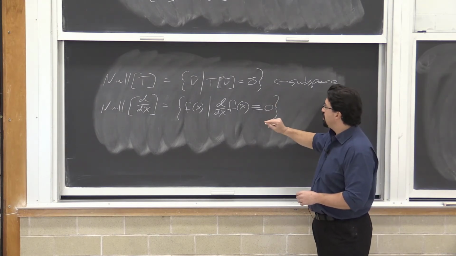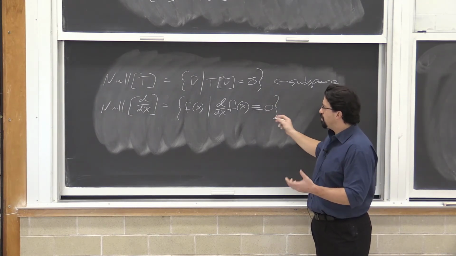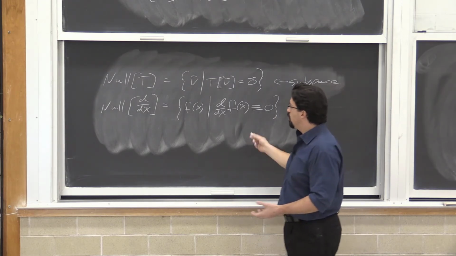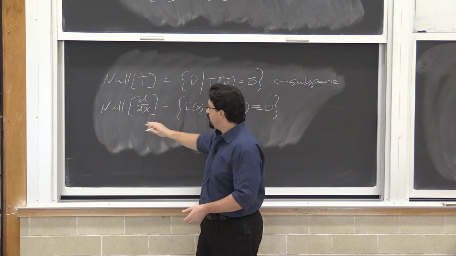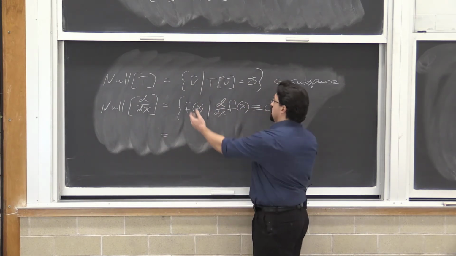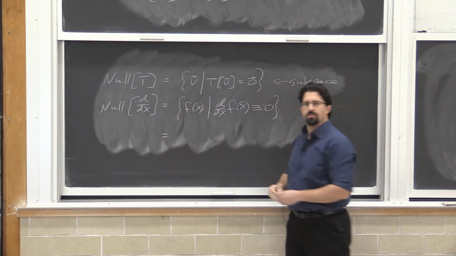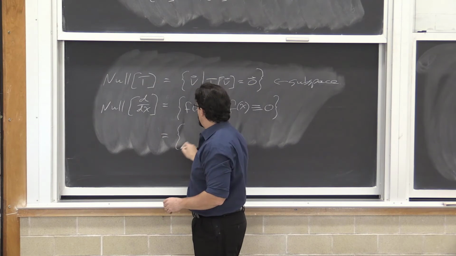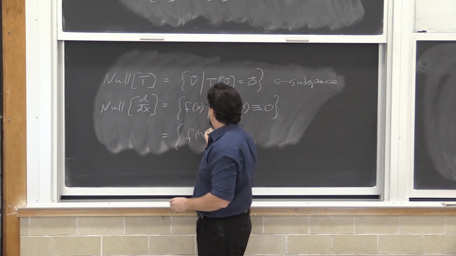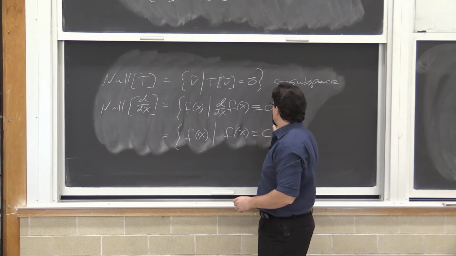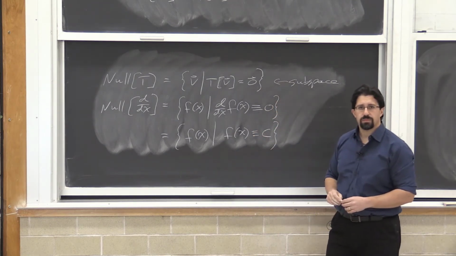So this thing over here is something that if you ask a class of calculus students, what is this equal to? Once they get over the fear of the word null space over here, if you look at just the definition over here, what are these functions? You will get the correct answer. You will get that it is every function f of x, where f of x is a constant.